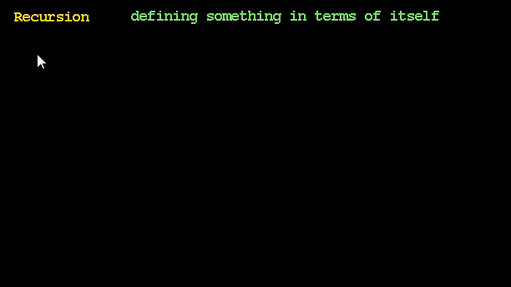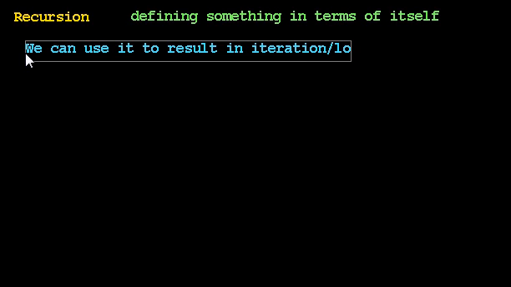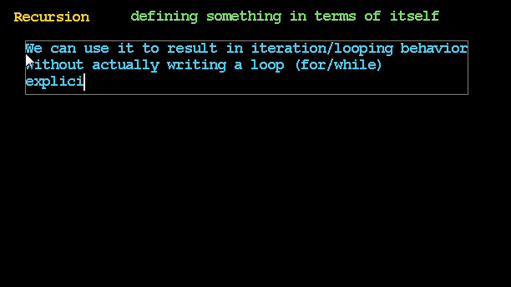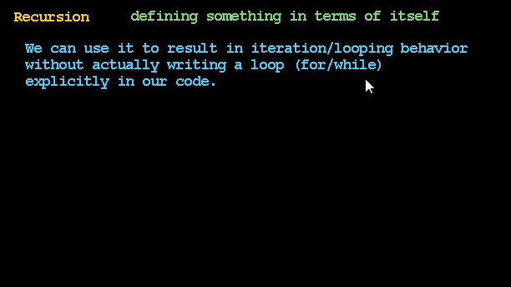The big idea of recursion is that we can use it to result in iteration, looping behavior, without actually writing a loop, like a for or a while loop, if you know what those are, explicitly in our code. Now, you may not be super impressed because maybe you prefer to use for loops and while loops and you don't know why you would want to use recursion to avoid those things, and maybe you're not convinced that you could use recursion in place of for loops and while loops to do anything but crash into walls.